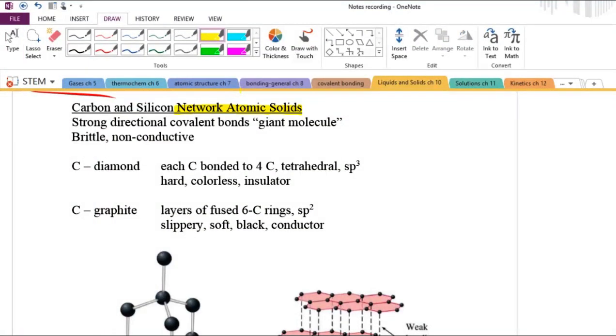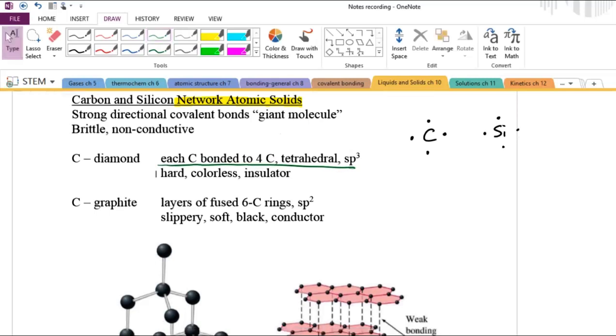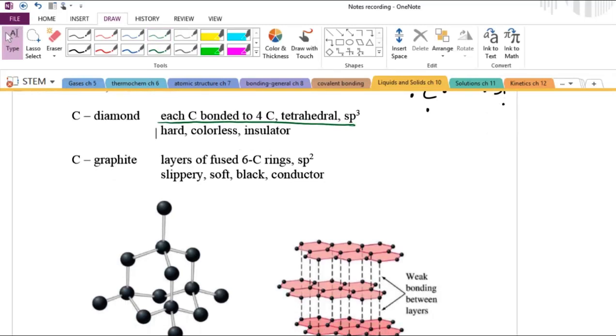Now our network atomic solids, carbon and silicon, we get covalent bonds that basically give us a giant molecule. And if you remember, carbon and silicon both, being in group 14 or 4A, have 4 valence electrons, so they can bond to 4 other atoms. In this case, each carbon would be bonded to 4 other carbons in that tetrahedral arrangement. That gives us a diamond, and that's our first picture on the left.